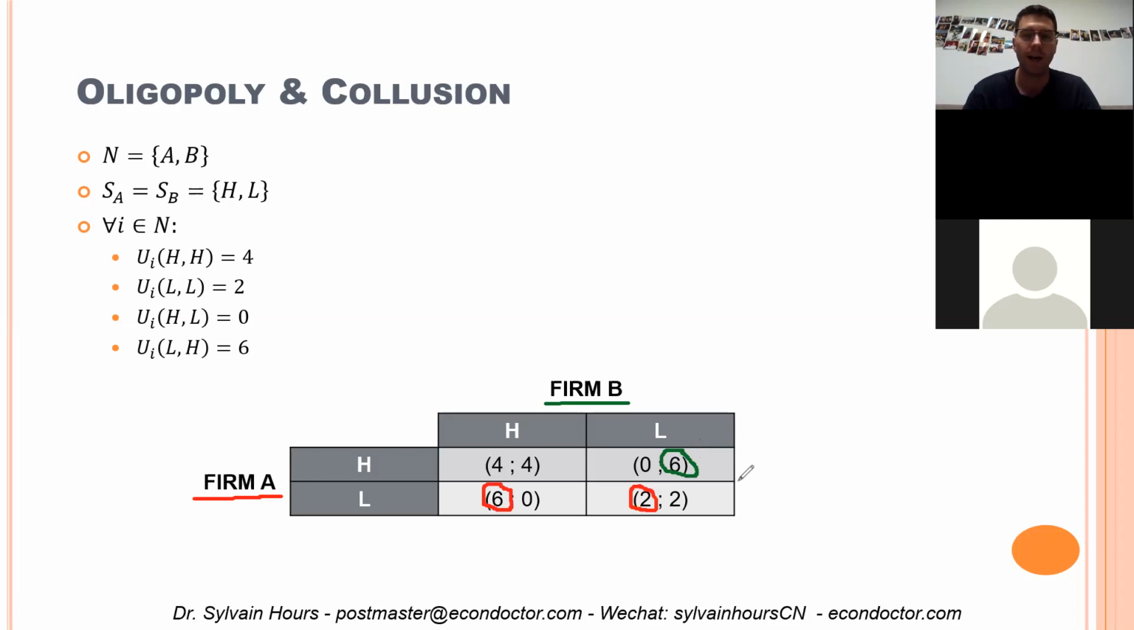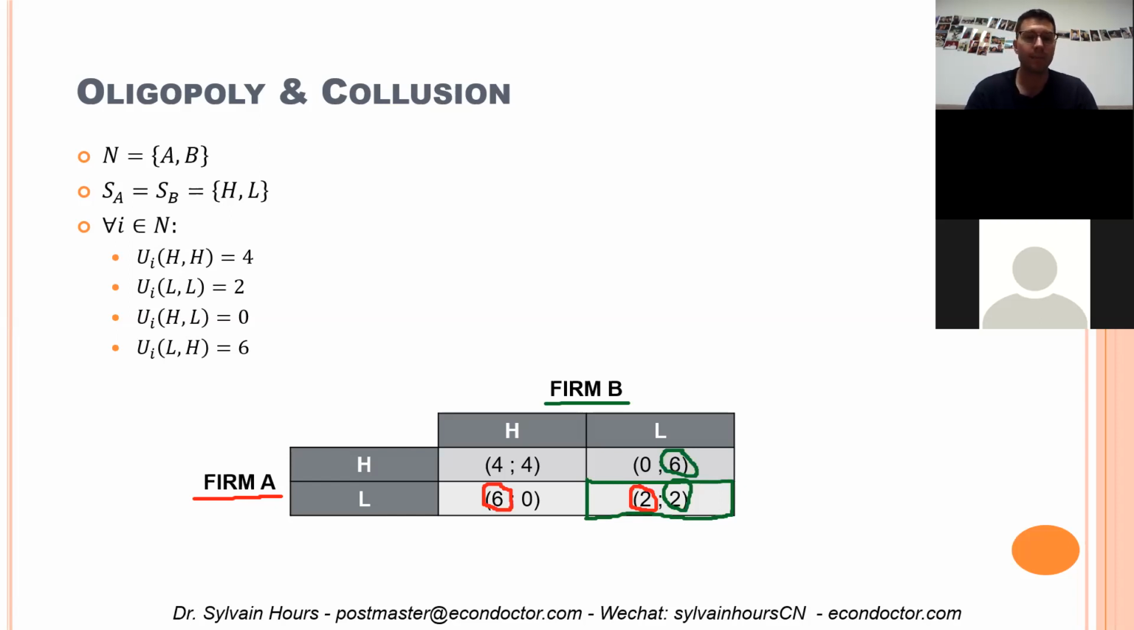And finally, I am firm B. I believe firm A is going to charge a low price. What should I do? Charge a high price and get 0, or charge a low price and get 2. I should charge a low price and get $2 million. And you see that there is something interesting about this cell: I have circled the 2 figures. Simply put, it means that it is a Nash equilibrium.